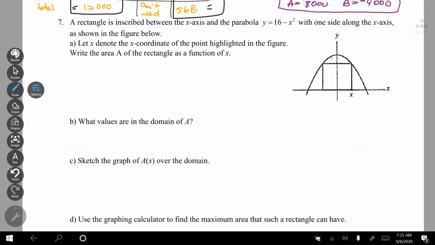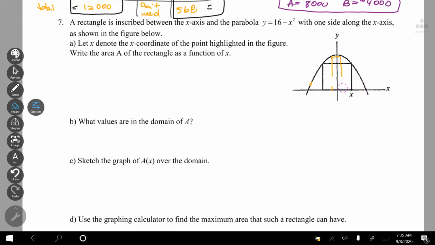Okay, this next problem is drawing a rectangle under a parabola. So right now you can see this parabola here, and I could draw a rectangle underneath it. I could draw lots of rectangles underneath it. I could draw this skinny rectangle. I could draw this big wide rectangle. I could draw many, many rectangles, okay? So how would the area of this rectangle be a function of the value x?